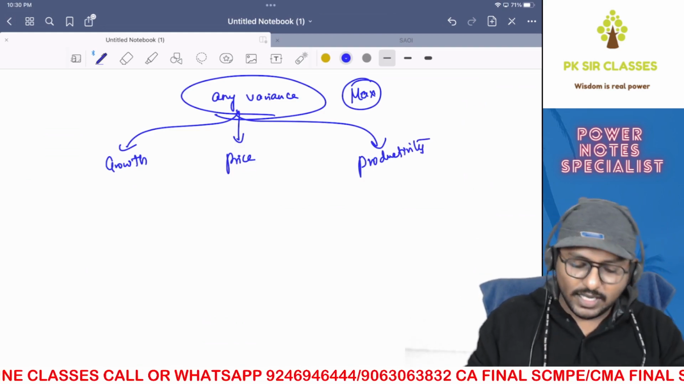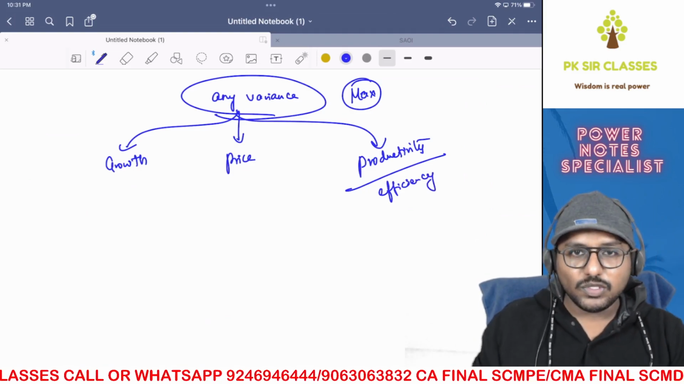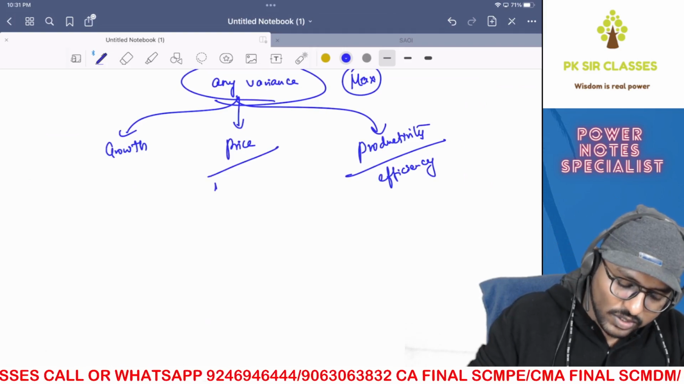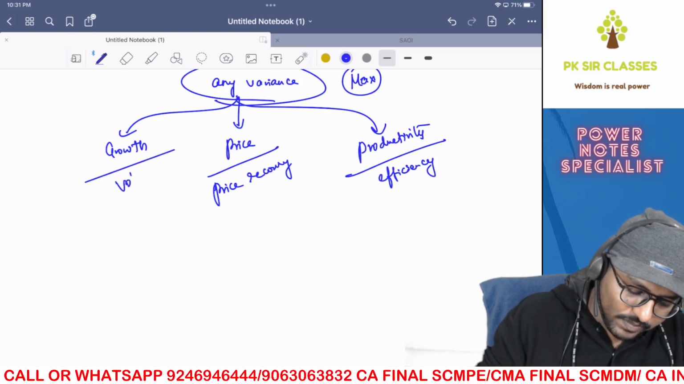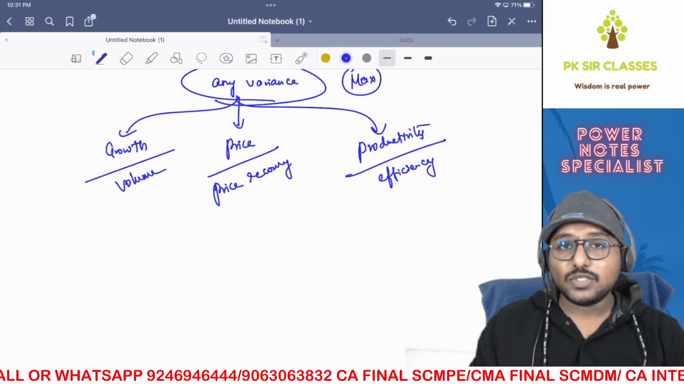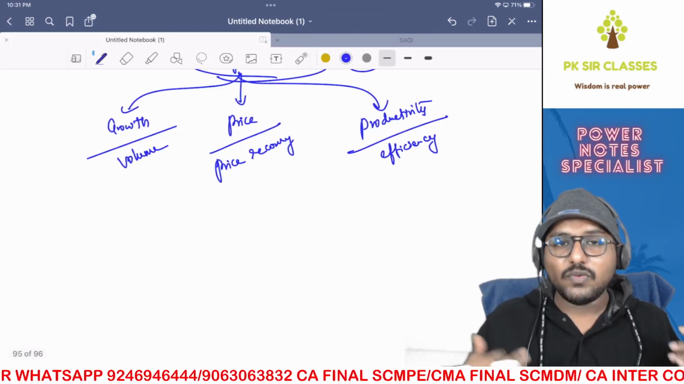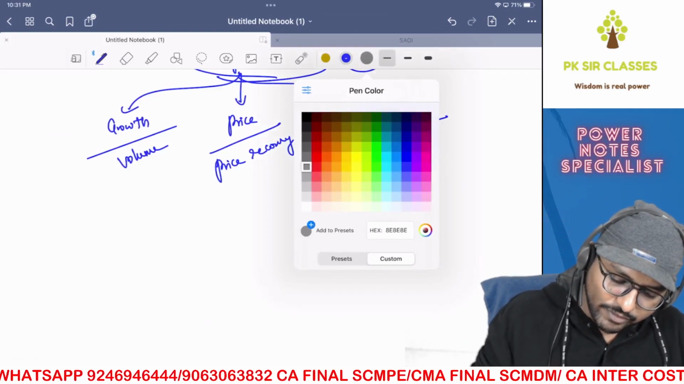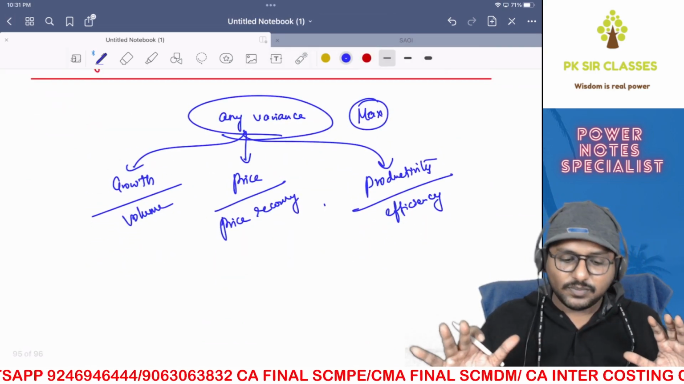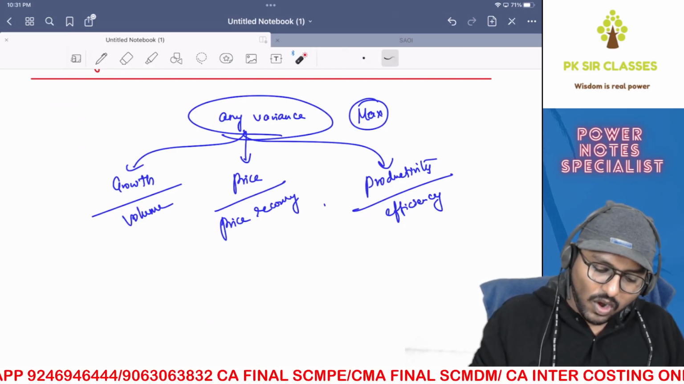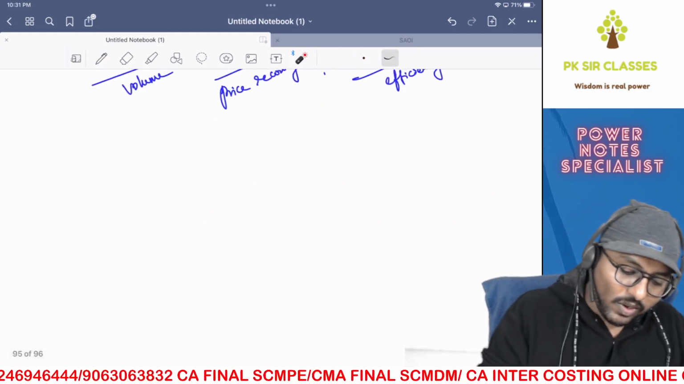You should remember all the different names for this. Productivity can also be called efficiency. Productivity perspective can also be called efficiency perspective. Price can also be called price recovery. Are you able to understand? Growth can also be called volume, or volume perspective. Anyways, now let's try to recollect all the variances that we know. Definitely it should fall under any of these three categories. That's the logic which I've told you, correct? So you take any variance, max it should have three, or it can have one or two. Now let's go with all the variances that we know already.